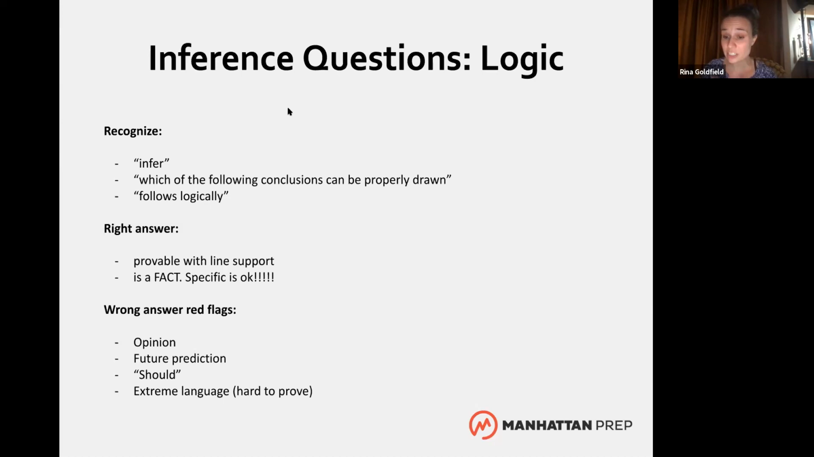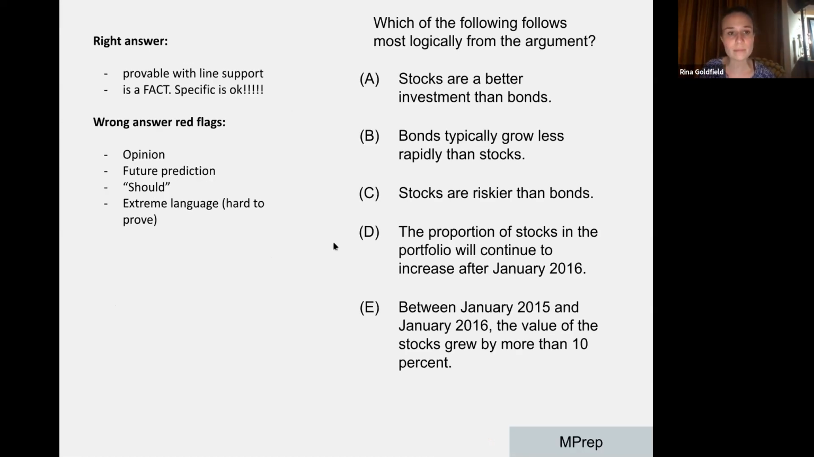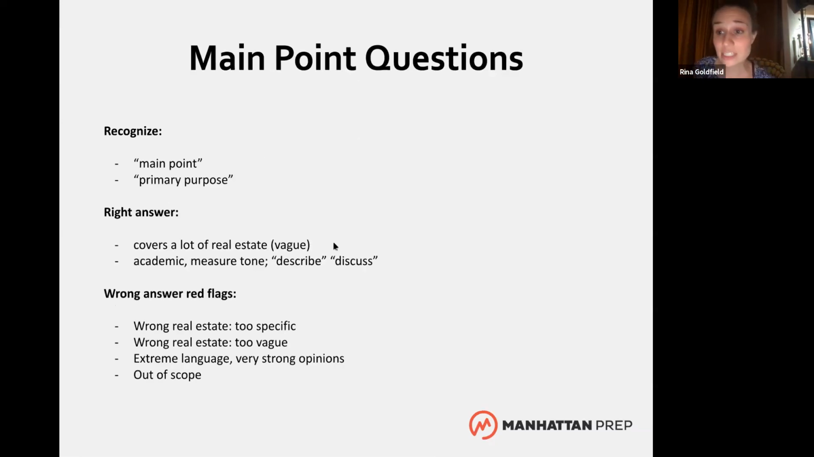Awesome. Okay, so let me just show you guys, and then I'll pause and ask for questions. But I just want to show you the summary again. So this is our logic-based question, how we're recognizing them. Our right answers are facts, things that are possible to infer. Our wrong answer choices are all these forms of not facts: opinions, future predictions, should, like prescriptive language, and things that are extreme.